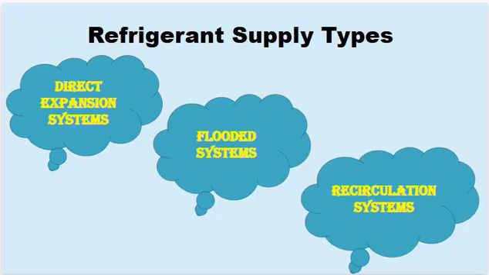Refrigerant supply types refer to how the refrigerant is distributed and used in refrigeration systems. The main types are direct expansion, DX, systems: refrigerant flows directly through the evaporator coil, absorbing heat and evaporating. Flooded systems: the evaporator is flooded with refrigerant, maintaining a constant level for efficient cooling. Recirculation systems: a portion of the evaporated refrigerant is returned for reuse, ensuring continuous heat absorption.